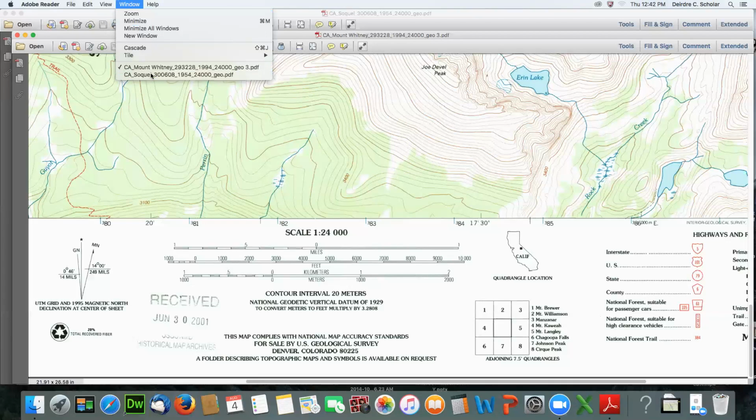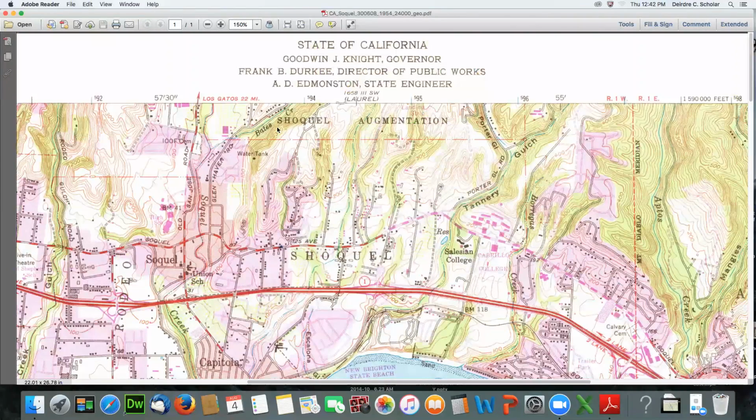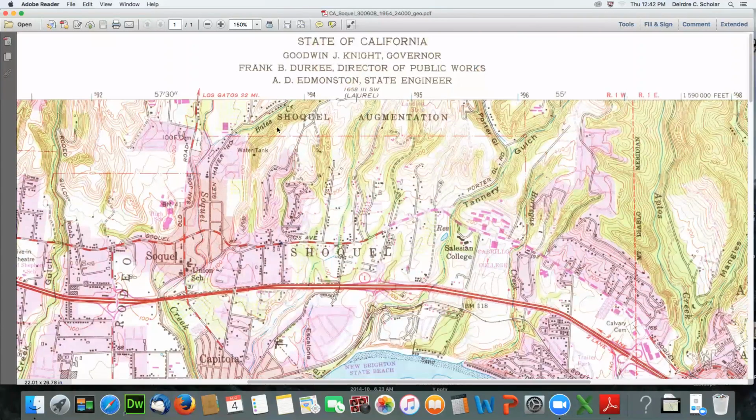On the SoCal quad, because this area is flatter, it's not as steep, every contour line going downhill represents only 20 feet of descent, or going uphill, only 20 feet of increase in elevation with every contour line.